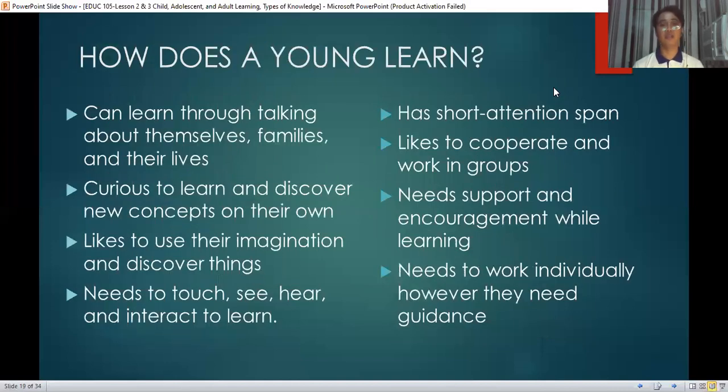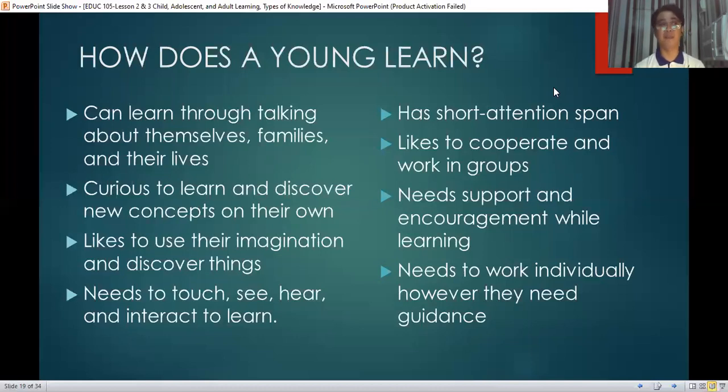So how does a young learner learn? First, they can learn through talking about themselves, families, and their lives. So mapapansin nyo dyan, they do not state experiences. Okay? Because expect that young learners do not have yet this wide range of experiences. So ano lang ba yung meron sila about themselves, okay? About their families, okay? About their lives at home, in their compound, in their community. Madalas yan ang mga topic na meron tayo sa elementary.